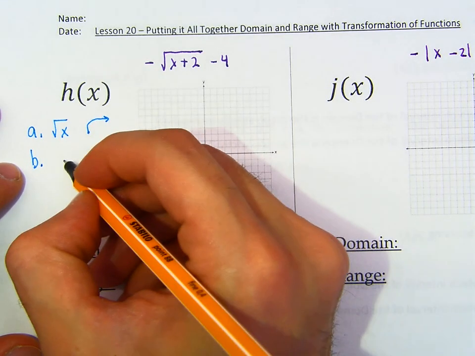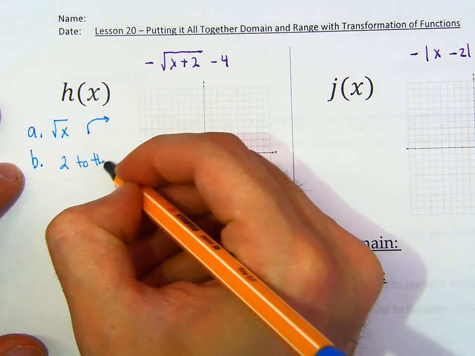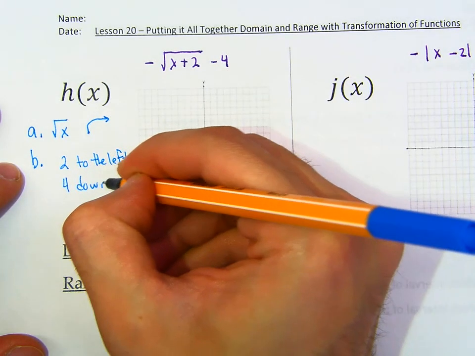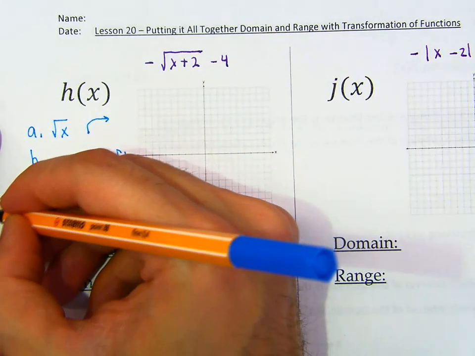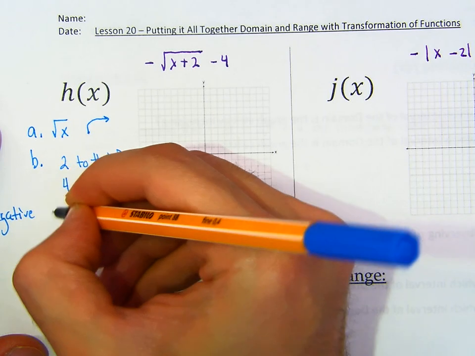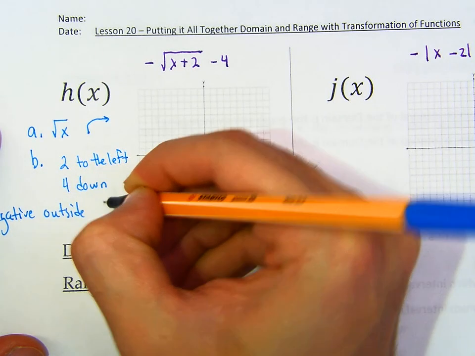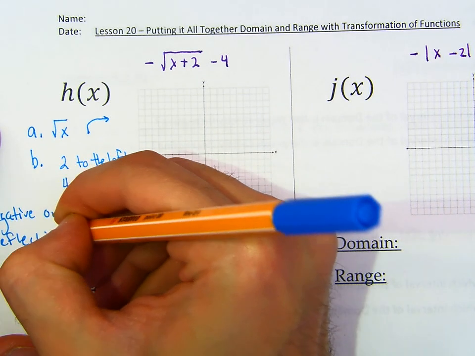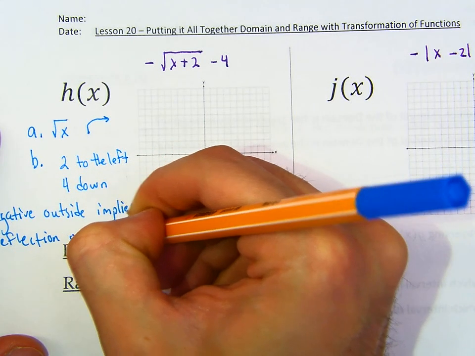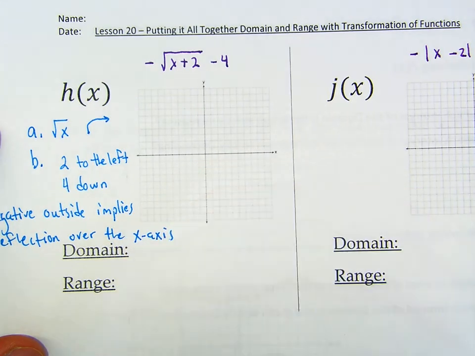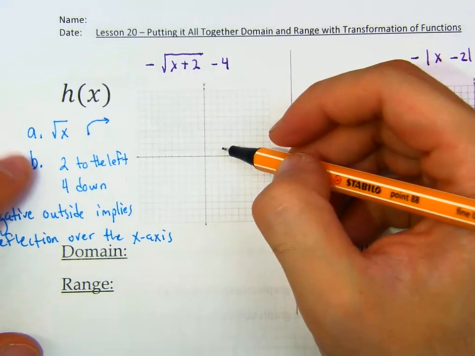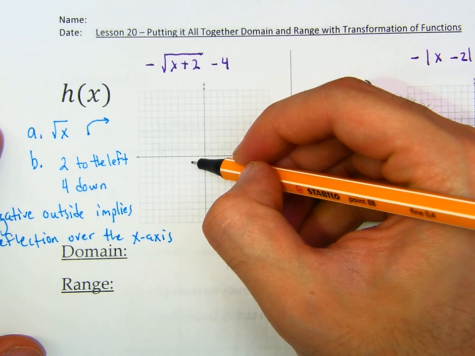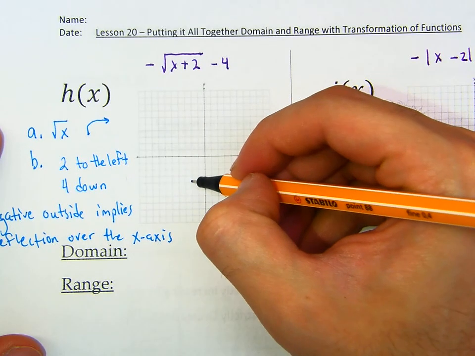So here, this is 2 to the left. This is 4 down. And this negative on the outside implies reflection over the x-axis. Okay, so let's see. I've got to go 2 left. So 1, 2, 1, 2, 3, 4.